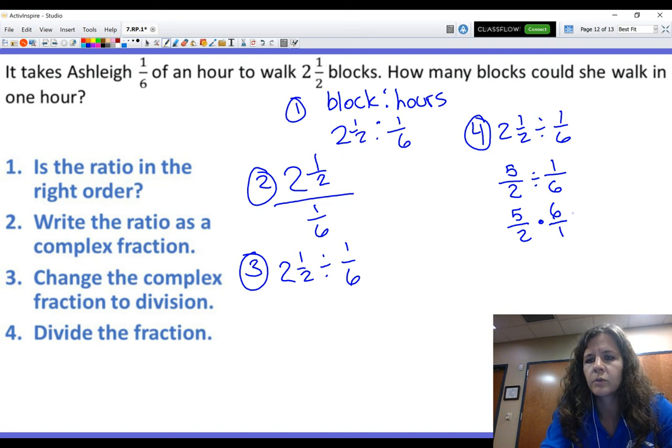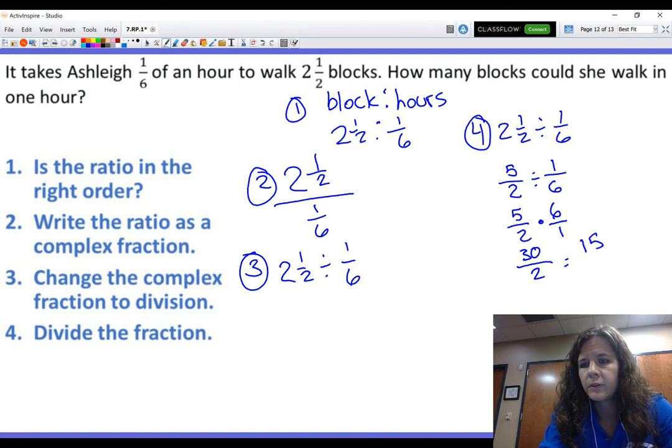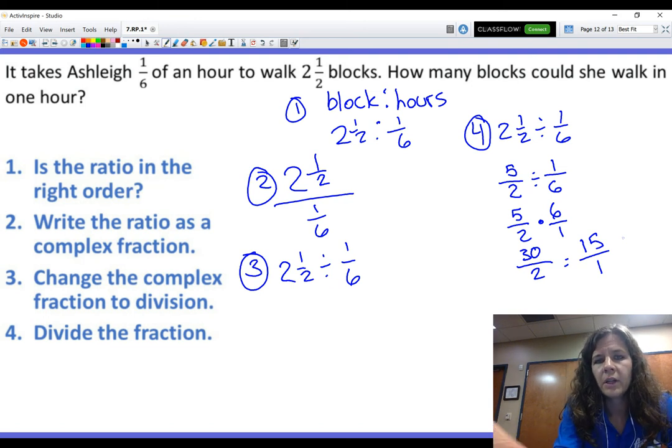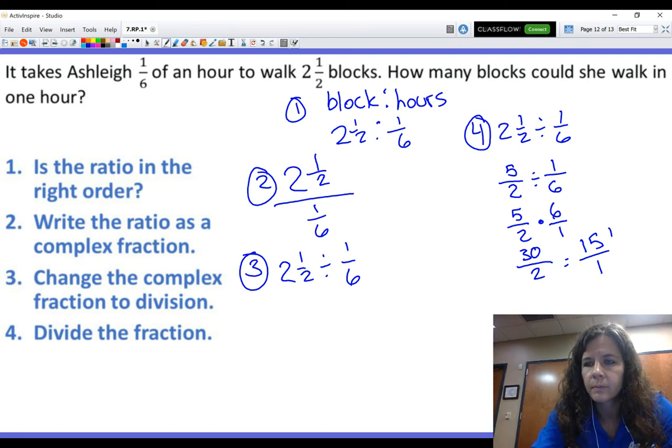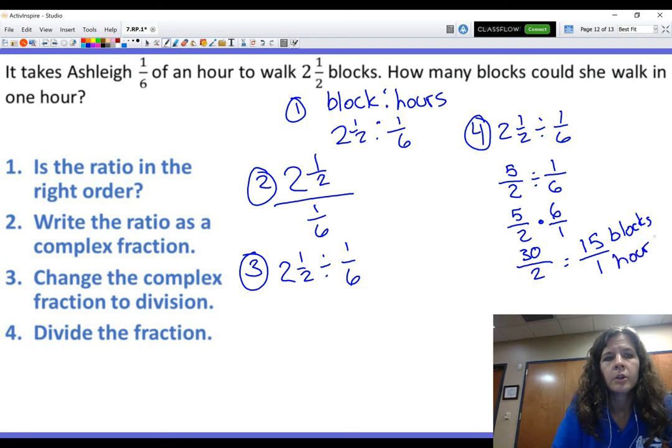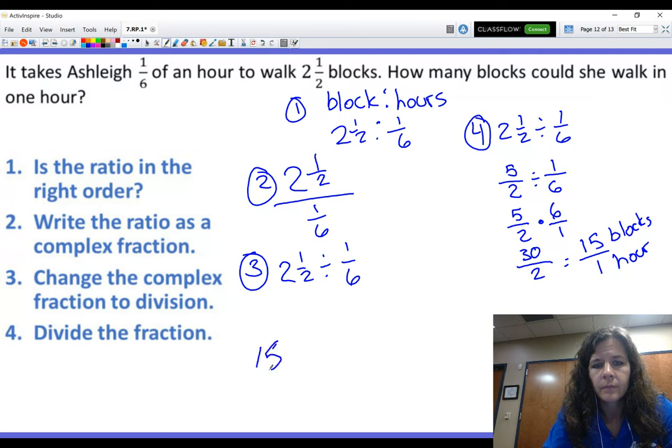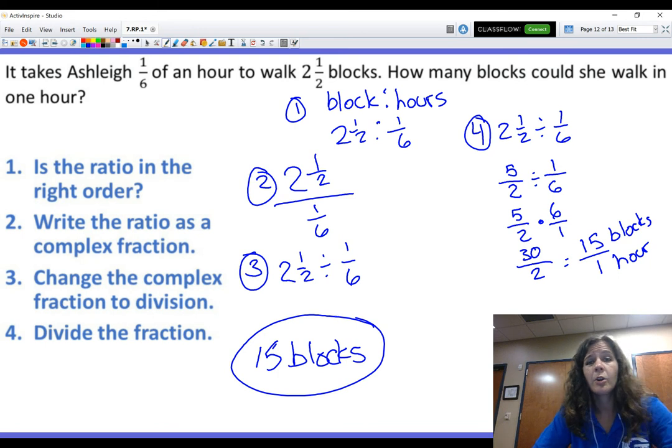5 halves times 6 over 1. 5 times 6 is 30. 2 times 1 is 2. 30 over 2, both can be divided by 2. We get 15 over 1. So there we have it. We have 15 blocks to 1 hour. So Ashley can walk 15 blocks in 1 hour. Okay, I hope that helps, and that you can now find unit rate when complex fractions are involved.